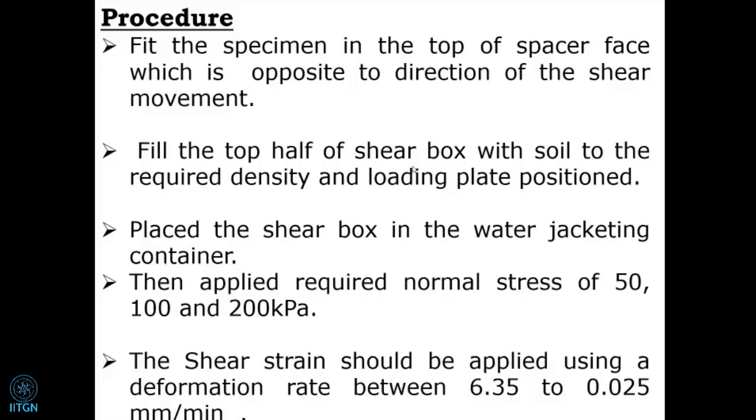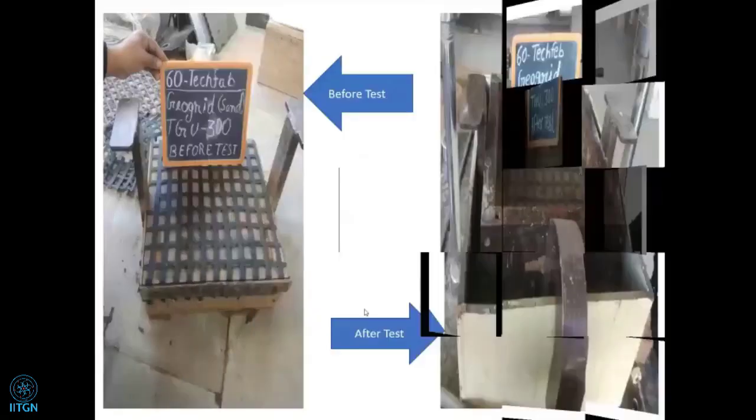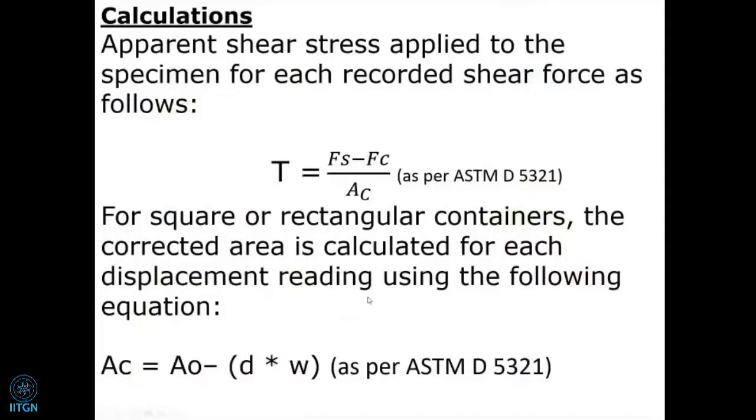Now the shear rate should be applied between 6.35 mm per minute to 0.025 mm per minute, depending upon the field requirements or customers' requirements. Shearing is continued until the shearing load is constant or a displacement of 60 mm is reached, whichever is earlier. After completion of the test, we dismantle the apparatus and the geosynthetic condition is observed. It was found okay, there was no damage in the geogrid, and the test is repeated for all three normal stress levels. Now, this is the calculation part.